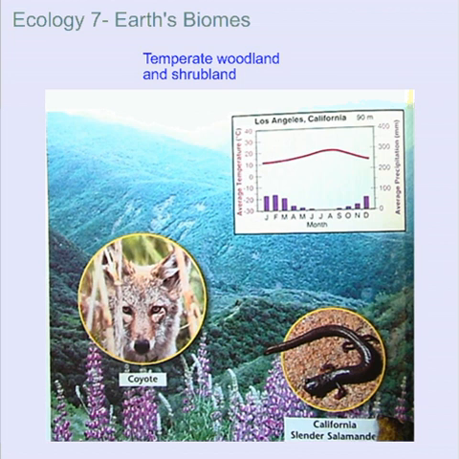Next comes the temperate woodland and shrubland biome. This biome is characterized by a semi-arid or semi-dry climate and a mix of shrub communities and open woodlands. Communities like this that are dominated by shrubs are also known as chaparral.